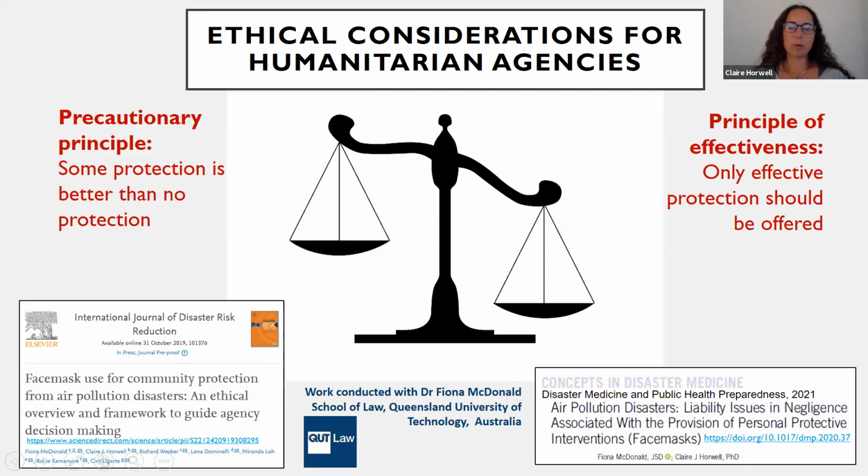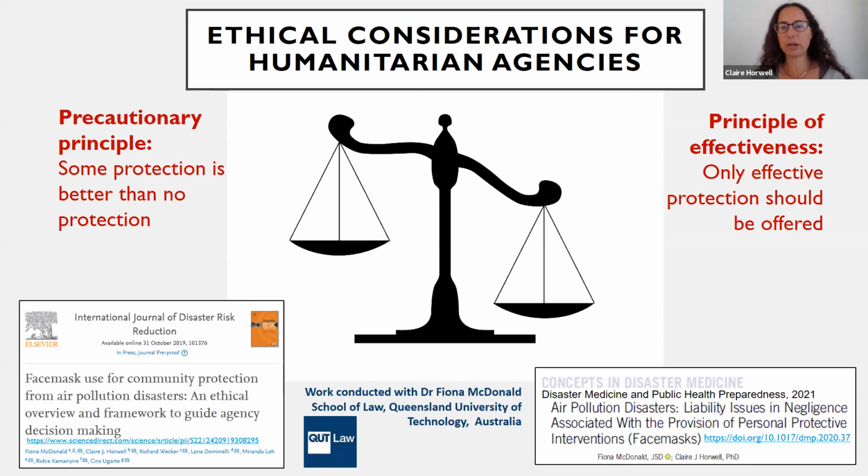So what we found in our research was that there seemed to be this kind of ethical issue that agencies were going to face when deciding what kind of face mask to distribute to communities affected by wildfires or volcanic eruptions, for example. They basically have 2 choices. On the left is the precautionary principle. This is the principle that some protection is better than no protection, and it's better to hand out whatever masks you've got in supplies, such as surgical masks.